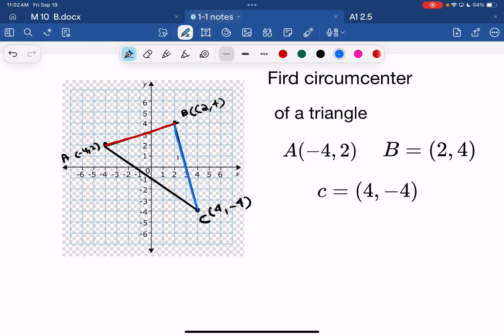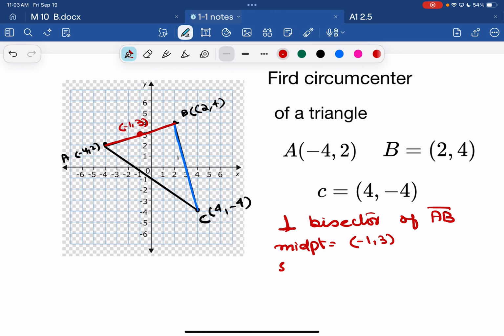We are first going to find the perpendicular bisector of AB. To find the perpendicular bisector of AB, we need the midpoint of AB, and you all know how to find the midpoint. Based on that, you are going to give me the midpoint. You have the midpoint? Yeah, go ahead. Negative 1, comma 3. So it would be negative 1, comma 3 would be here.